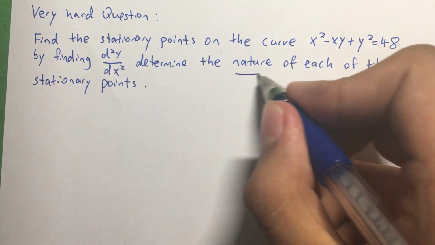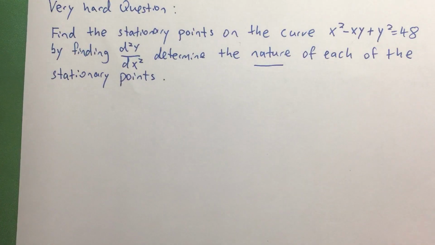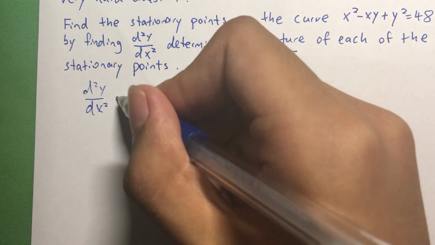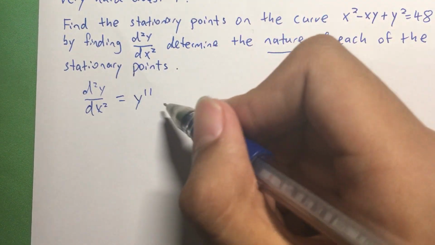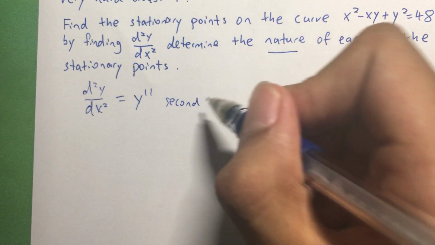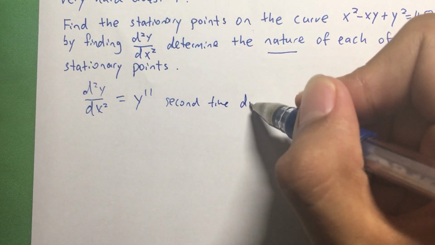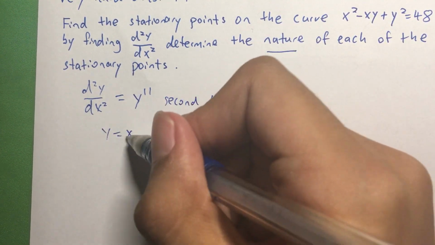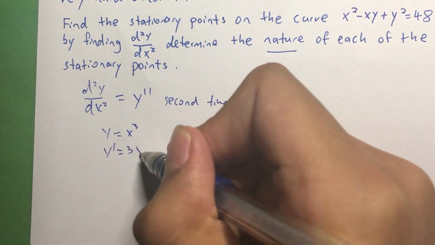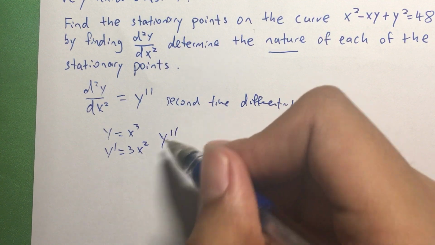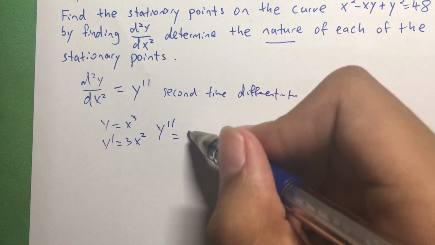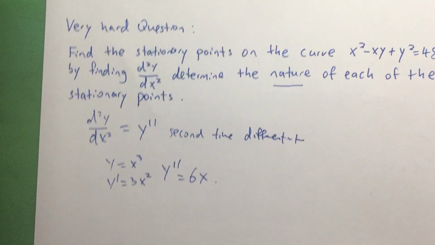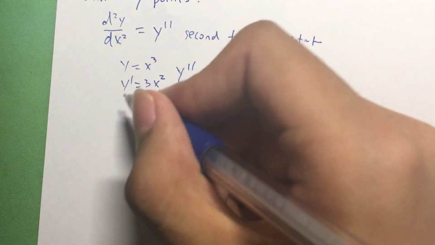So we have talked about nature in last lesson, and now for d squared y over dx squared, this just means y dash dash. So second time differentiation. So for y equals x cubed, y dash equals 3x squared, and for y dash dash you just do another differentiation, which becomes 6x. Okay, so now we understand what the question means, and now let's try this question.